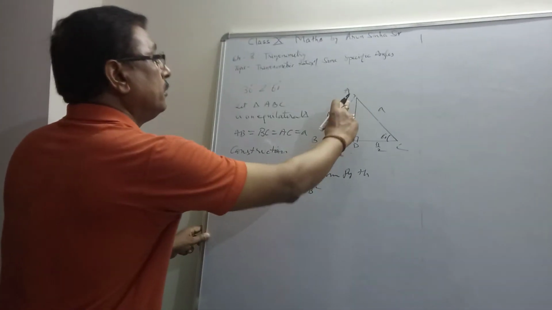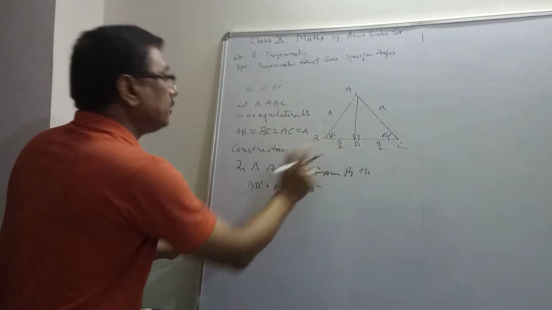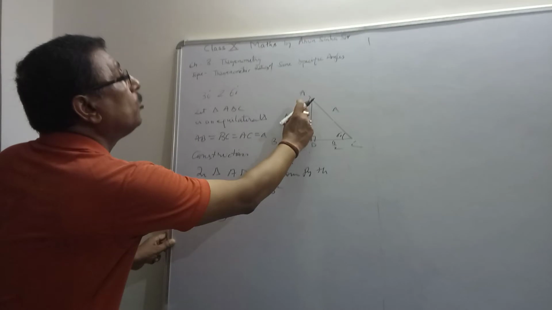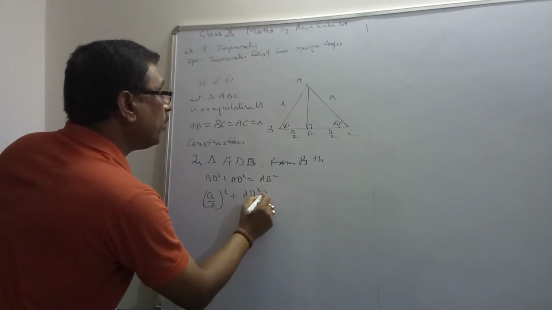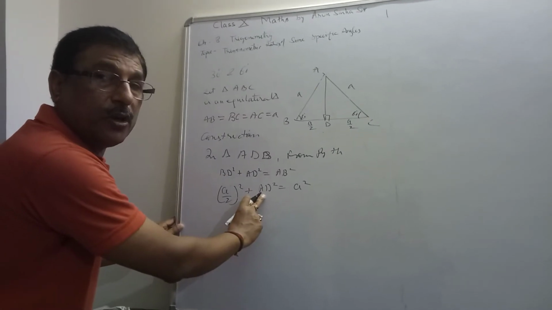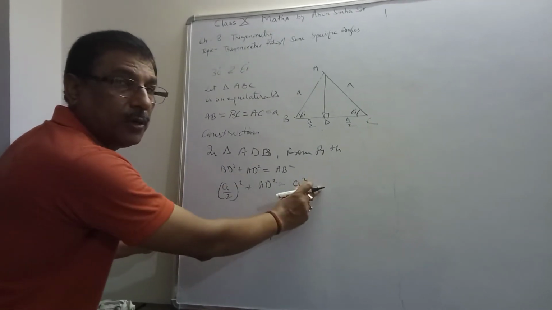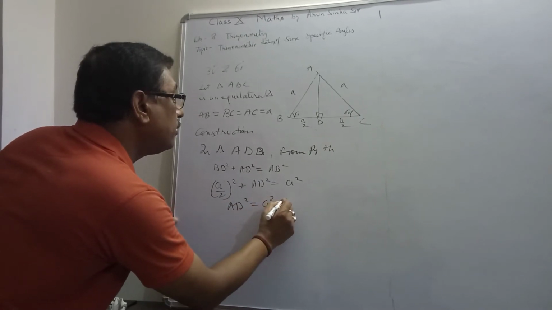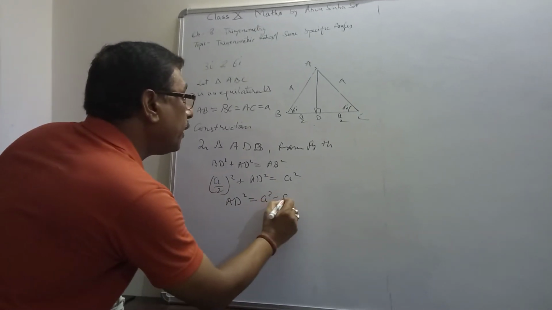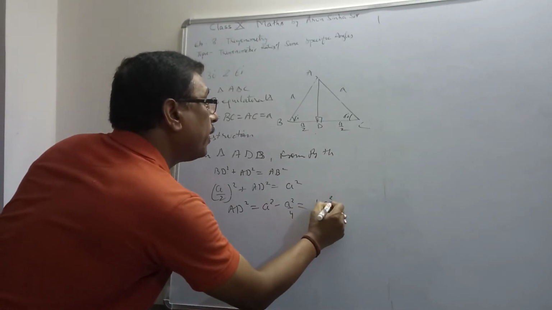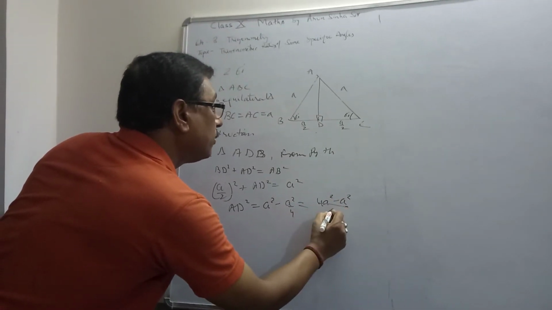Now put the value. You can see BD is A upon 2 whole square. AD you don't know, this value you have to find out. AB is your A square. So just shift this one on the right hand side. So AD square is equal to what? A square minus, if you square it, you will get A square upon 4. If you solve, you will get 4A square minus A square upon 4.